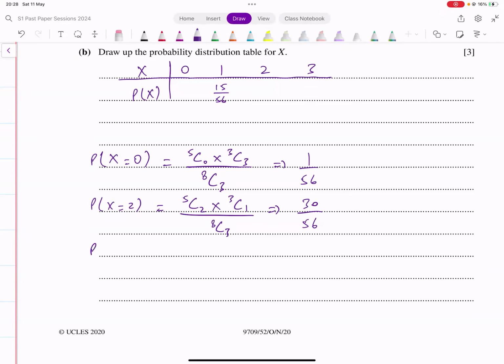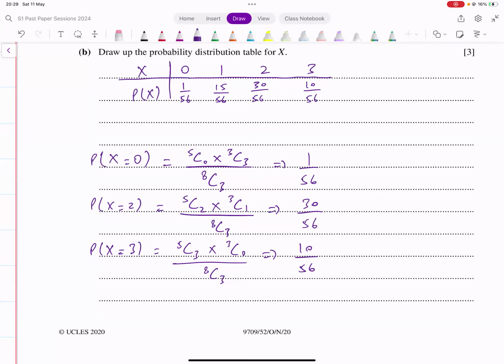So let me explain what that means. Find the probability of x equals 3 as well. Let's see what that turns out to be. That would be 5C3 into 3C0 divided by 8C3. Now 5C3 is 10. 10 into 1 divided by that, that's 10/56. Now the probabilities turn out to be 1/56 here, and then 30/56 here, and then finally 10/56.